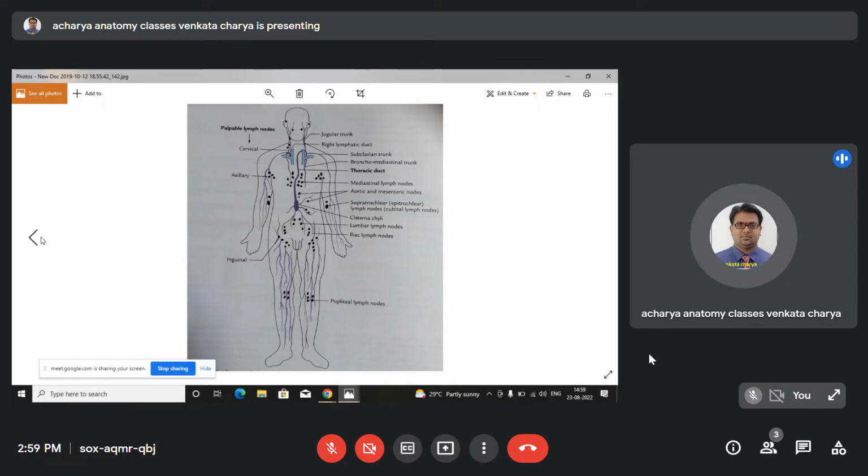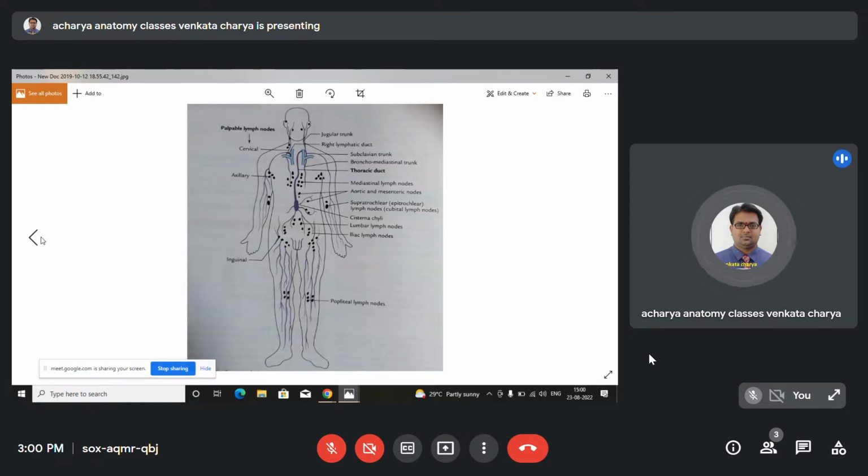In our body there are lymph nodes, and they are arranged in groups. Depending on the location where they are present, we get the names. Suppose, see here, the axilla. There is a group of lymph nodes present here. We call it the axillary group of lymph nodes. So according to location, the lymph nodes are named, like the axillary group of lymph nodes.